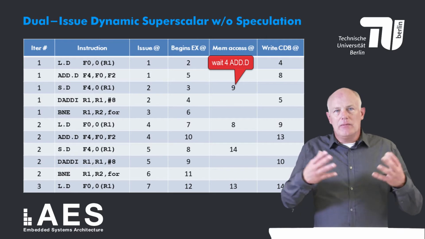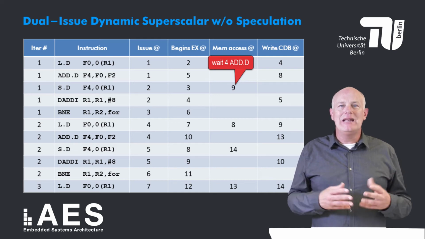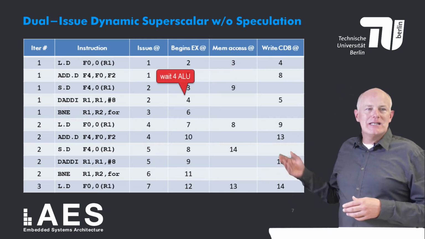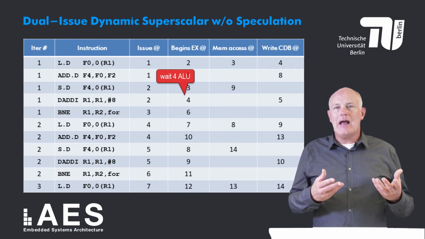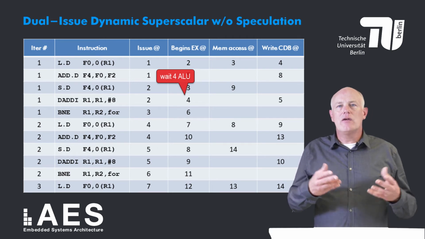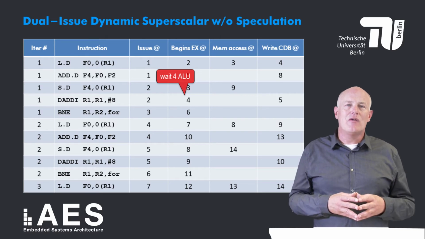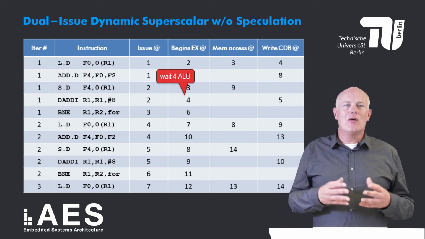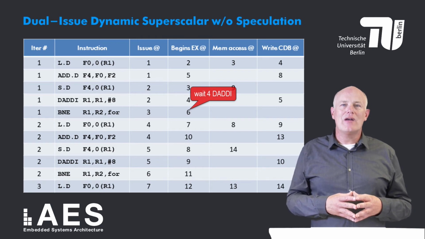The next instruction, the store, can start executing effective address calculation in clock cycle 3, but the memory access has to wait for the add double to complete in clock cycle 8, and then in clock cycle 9 the memory access can take place. The next instruction, the add immediate, issues in clock cycle 2. However, it cannot execute until clock cycle 4 because the integer functional unit is busy calculating the effective address of the store in clock cycle 3. So it executes in clock cycle 4 and writes the CDB in clock cycle 5. The branch is issued in clock cycle 3 but has to wait for the preceding add immediate to complete. The branch therefore executes in clock cycle 6.